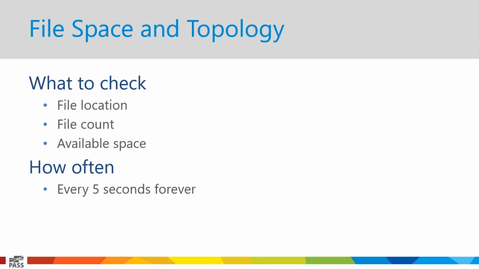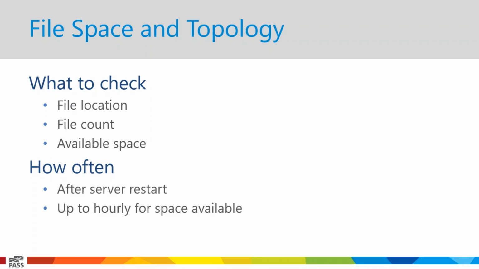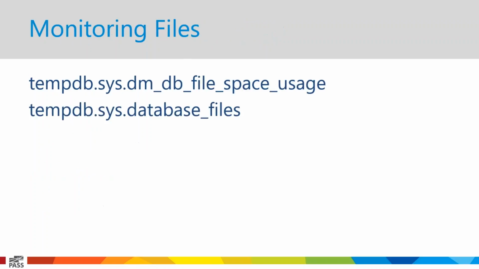If it's running very low on space, if you're running into situations where it's auto-growing frequently, you're going to have the overhead of whatever activity it was that was trying to occur in Tempdb that caused that growth to occur. It's going to be slowed down by that. So try to leave some headroom so that you can have all of your operations occurring without auto-grow. I want you to check this every 5 seconds forever. Not really. I want you to check it after a server restart and up to hourly for space available. It's something that really depends on your workload and what type of monitoring you're doing. But at the very least, I want you to check this after server restart to make sure everything is where you want it to be.